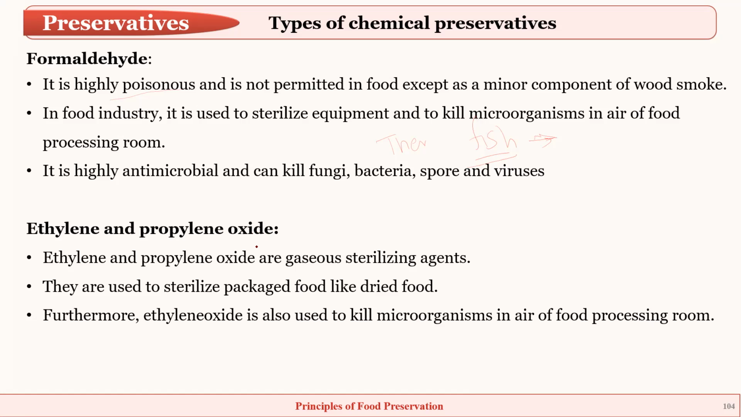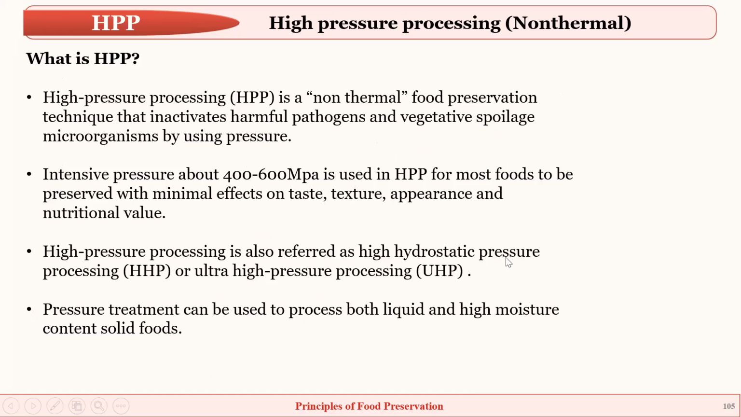Ethylene and propylene oxide are also preservatives, and they are gaseous sterilizing agents. Basically, they are used to sterilize packaged food like dried food. Furthermore, ethylene oxide is also used to kill microorganisms in the air of food processing rooms. So this was all about preservatives.